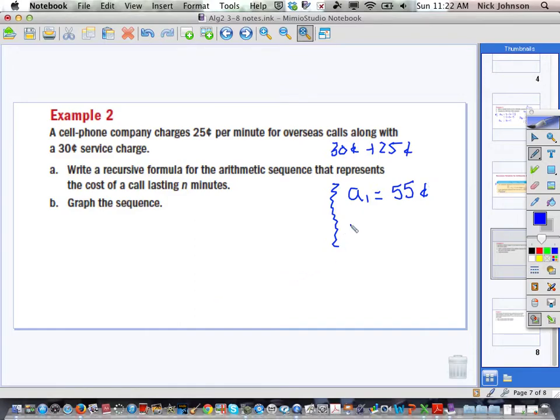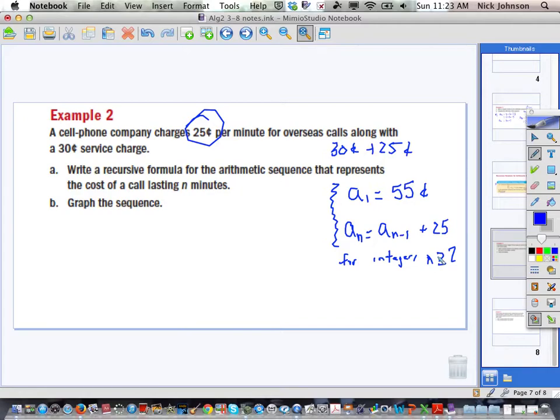So a sub n is equal to my previous term, and sorry I'm running out of room, previous term a sub n minus 1, and what's my d? My d is it's going up by 25 cents. So plus 25, and then for integers, I apologize for running out of room, integers n is greater than or equal to 2. Okay?